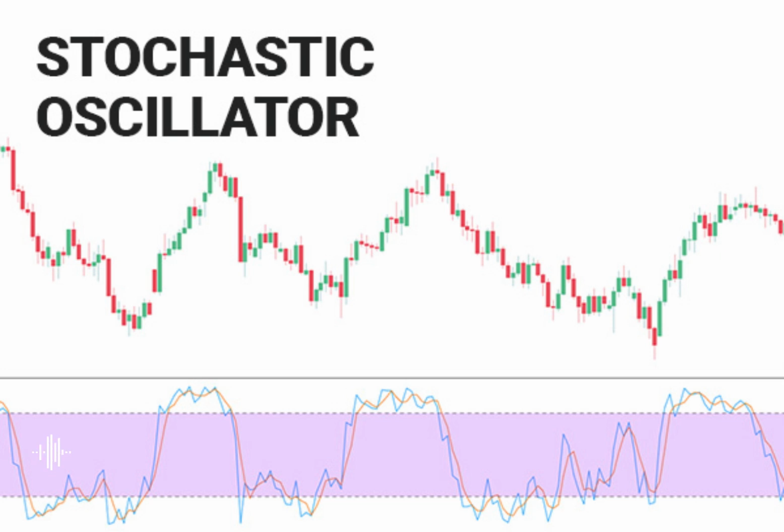And because it's a speedometer, it has a fixed range. It only goes from 0 to 100. And that's what makes it so good at spotting extremes. Anything above 80, the market's considered overbought. Anything below 20, it's oversold.